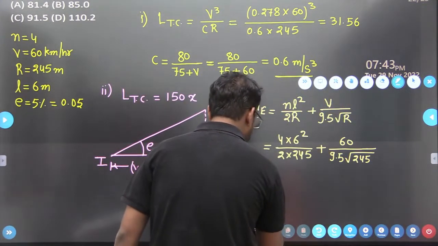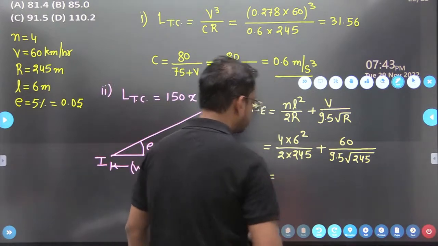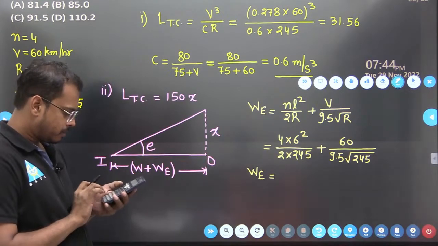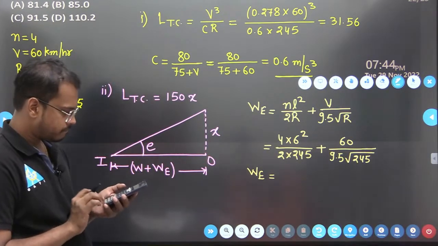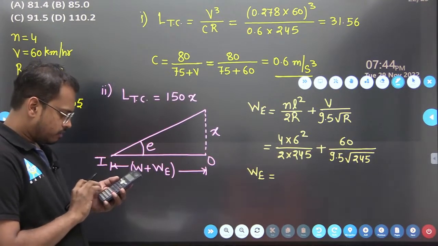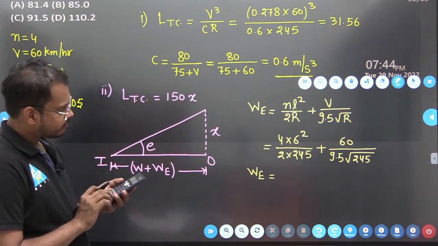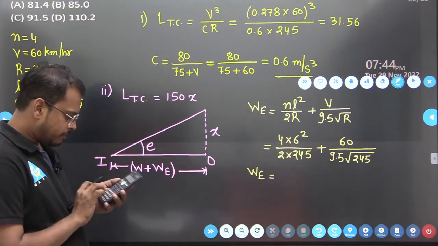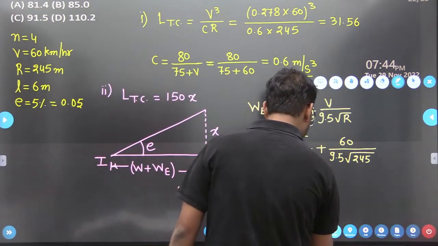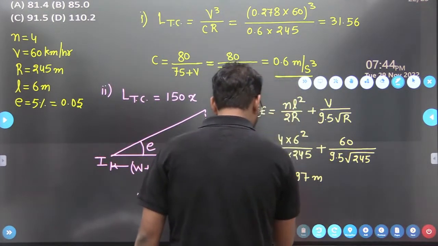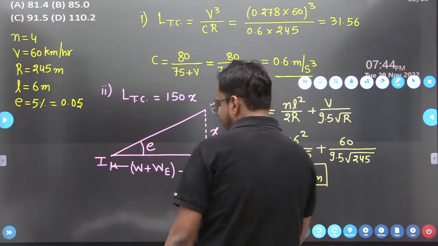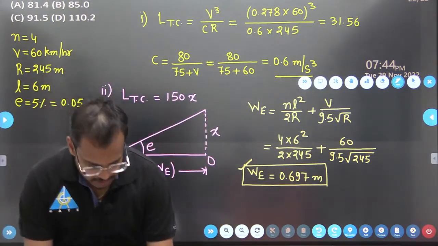What is the value of extra widening? 9.5 multiplied by 245, under root, 60 divided by the answer, plus 4 multiplied by 36 divided by 2 multiplied by 245. So the value is 0.697 meter. It is the value of extra widening. Am I right? This is the value of extra widening, my dear friend. Extra widening is given. Okay?